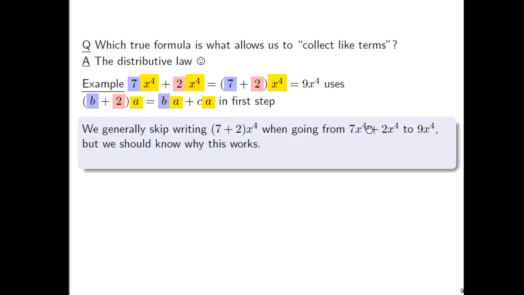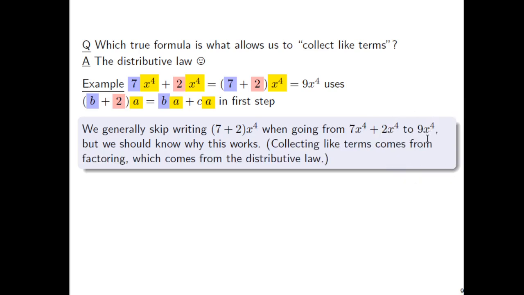So typically we just jump directly to this and call it collecting like terms, but we should know why this works. Right? Collecting like terms really comes from factoring, and factoring is just the distributive law in reverse. So here's another example.